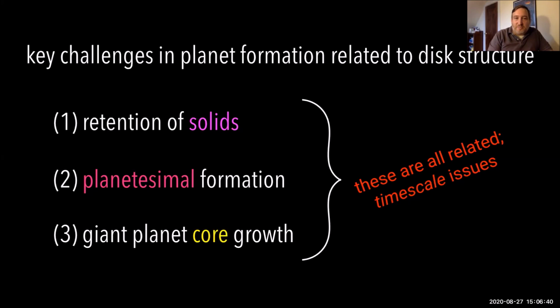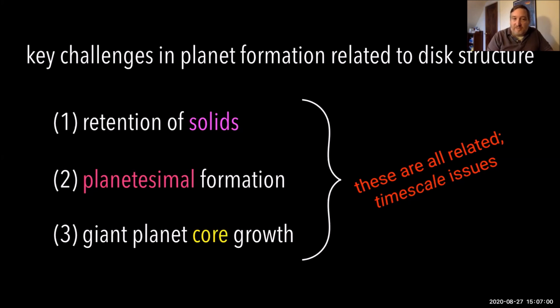So the fundamental problem is that it's very difficult to keep solids in the same place in a disk for a long period of time, right? That migration creates all sorts of problems. So hanging onto the solids is an issue, right? I'll explain that in a little bit.